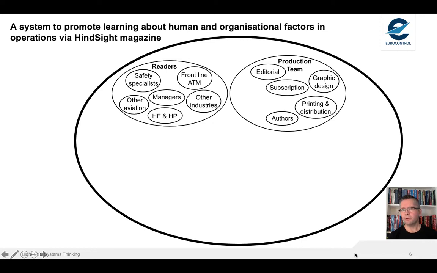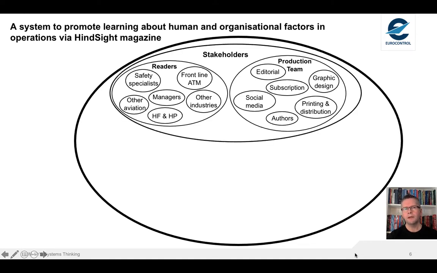Now the physical magazines, but also the online magazines, have to go somewhere, they have to be sent somewhere, and so there's a subscription team as well, responsible for keeping subscriptions up to date. And then there's also the social media aspects, and therefore there has to be a social media team. So this reflects roughly the kinds of sub-teams within the overall production team. So we have readers and production team. But this isn't enough to produce a magazine. I realised in doing this that these were all stakeholders, so I can put another grouping around these readers and production team, that they're all stakeholders in the magazine.